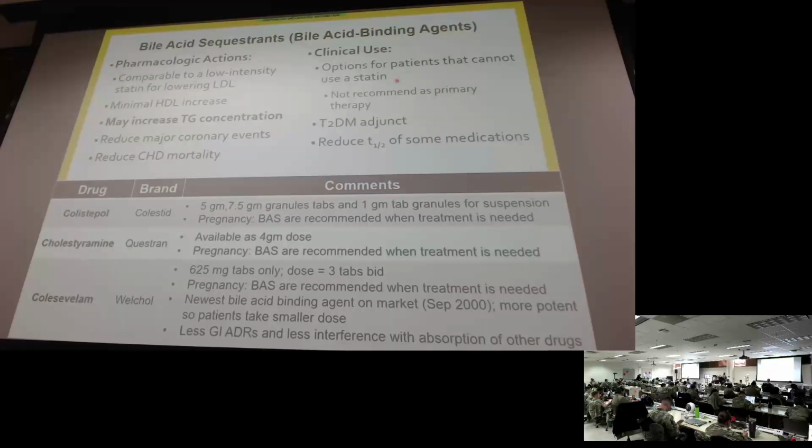Looking at your clinical use again, so if they can't tolerate a statin, meaning second line, all right? But you also see that you can use this in patients who have diabetes, so this stands for type 2 diabetes, and then decreasing the half-life of some of our medications. So this is an example of us using a medication for the adverse effect or interaction. If I want this drug to be absorbed and out of my system or excreted, I can use these medications sometimes, and it can decrease the half-life of those medications. So it will push them out of my system faster. That's what a decrease in my half-life is.